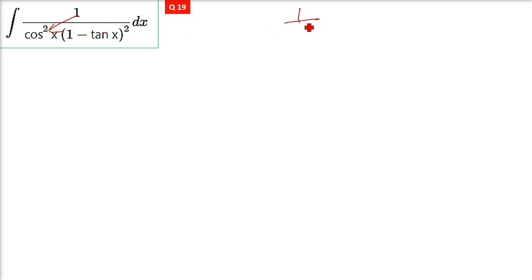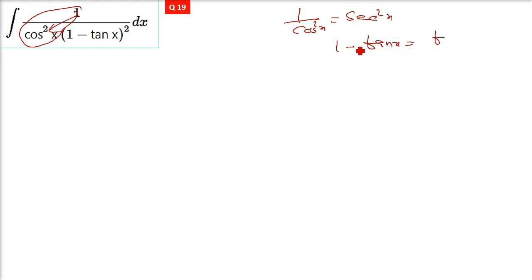1 by cos square x is what? It's sec square x. You already know that. And what is 1 minus tan x? So 1 by cos square x we are going to take as sec square x. This 1 minus tan x we will take as, say, a t or a p or a q. You will just see what benefits it's going to provide. 1 minus tan x, you can write it as t.